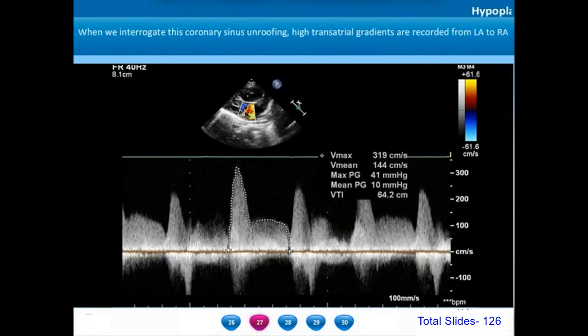When we do a spectral Doppler tracing of this interatrial flow, we can observe that the interatrial gradient is very high. The mean gradient is 10 millimeters of mercury. And whenever the left atrium contracts during atrial systole, the blood flow reaches a peak gradient of almost 40 millimeters of mercury. It exceeds 3 meters per second. In these patients, we can imagine how severe the pulmonary venous hypertension will be.